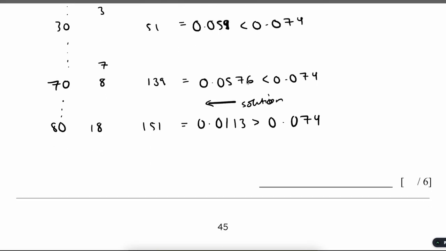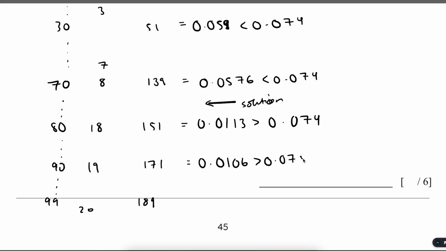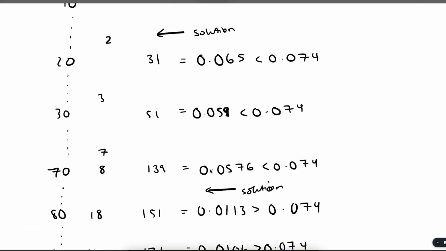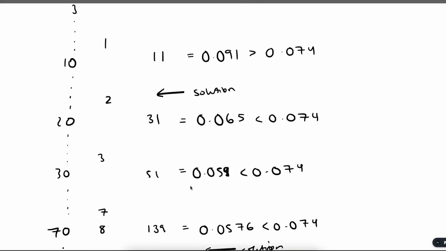Okay, we keep going to 90, and then 99, because it's a 2-digit number, so it can't go any further. So at 90, there's another 7, and then another 7, and then there's 171 digits, and then 191 minus 2, 189 digits. So there's 0.0106, which is greater than 0.074, and then there's 0.102, which is still greater than 0.074. So there's no solution in this upper bit here, but there are 2 solutions here and here. So we need to find these 2 solutions.